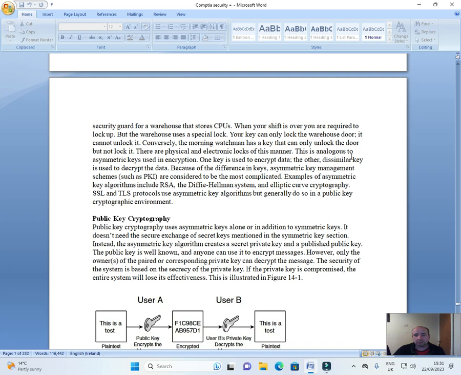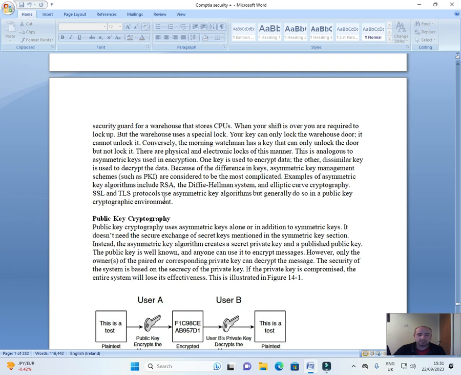This is analogous to asymmetric keys used in encryption. One key is used to encrypt data, the other dissimilar key is used to decrypt data. Because of the different keys, asymmetric key management schemes such as PKI are considered to be the most complicated. Examples of asymmetric key algorithms include RSA, the Diffie-Hellman system, and elliptic curve cryptography.